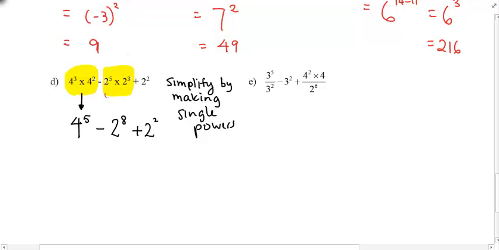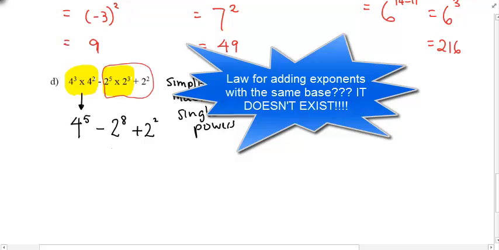Are you asking me, Mr. Lee, how come we didn't combine this one as well? Is there a law for adding bases? The answer is no, only multiplying. So that's why I only did that part. Okay? At this point in time, you really can't do much more in terms of simplifying, so let's just go ahead and evaluate.